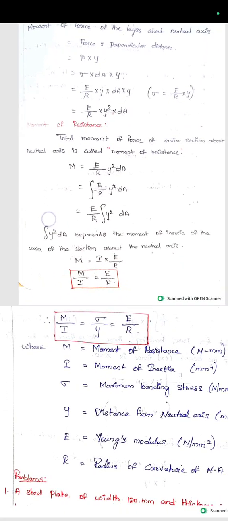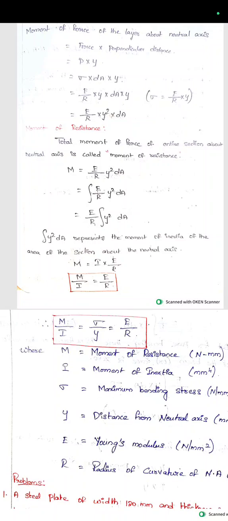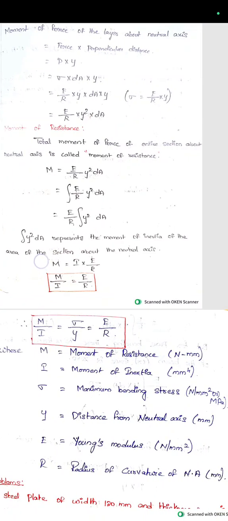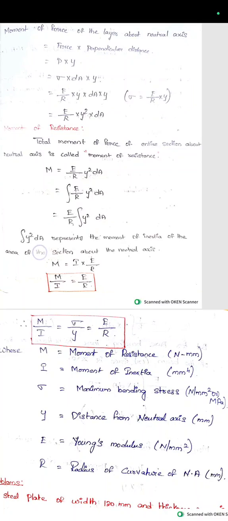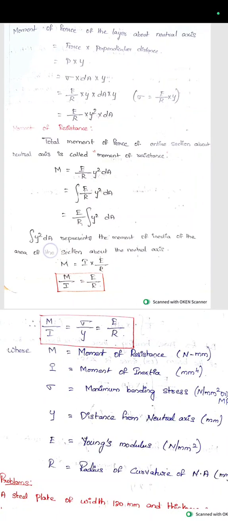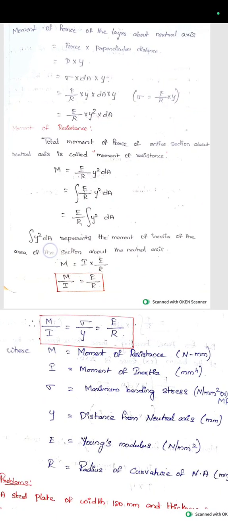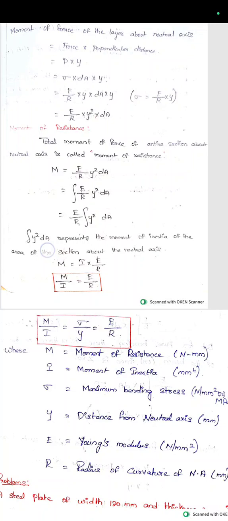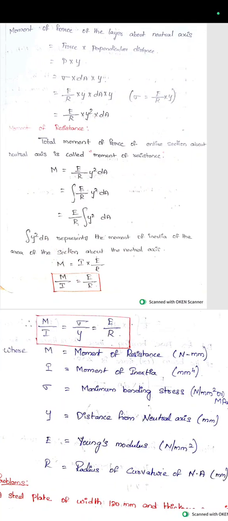So the total equation is M by I is equal to sigma by y is equal to E by r, where M is the moment of resistance, I is the moment of inertia, sigma is the maximum bending stress, which will be at the extreme fibers, y is the distance from the neutral axis, E is Young's modulus, and r is the radius of curvature of the neutral axis. Thank you.